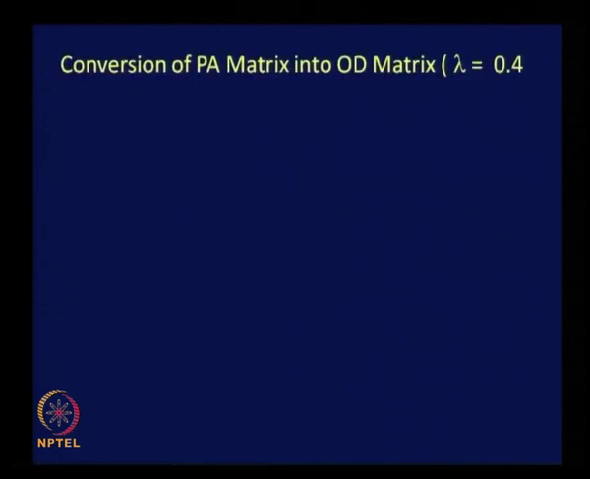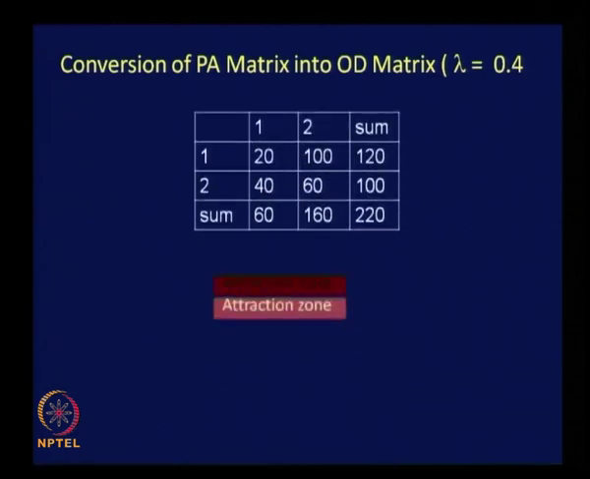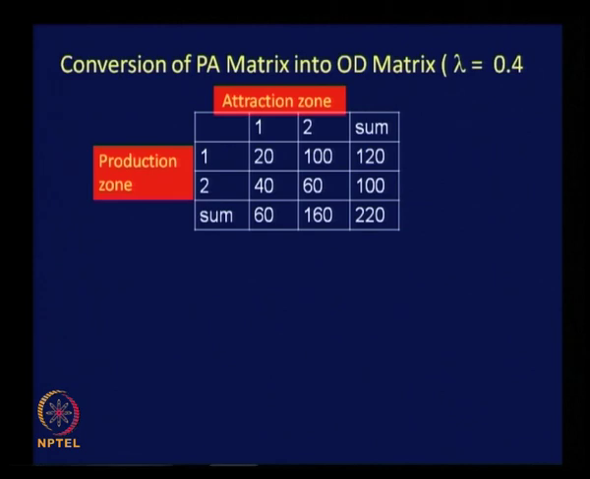Example of conversion of PA matrix into OD matrix, let us say lambda value given is 0.4, right. This is the PA matrix given to us, production, attraction. There are two traffic zones involved, right. T11 is 20, T12 is 100, T21 is 40, T22 is 60, and P1 is 120, P2 is 100, A1 is 60 and A2 is 160, isn't it? That is information given to us.